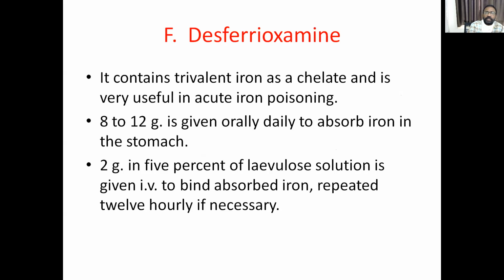Desferrioxamine is another chelating agent. It contains trivalent iron as a chelate and is very useful in acute iron poisoning. 8 to 12 grams is given orally daily to absorb iron in the stomach. 2 grams in 5% dextrose solution is given IV to bind absorbed iron, repeated 12 hourly if necessary.